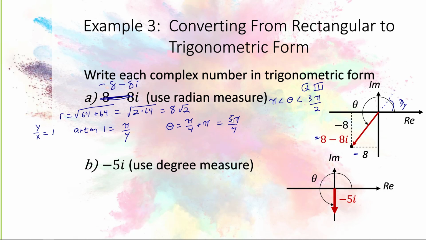And now we know everything that we need to actually write this in trig form. And I'm going to use the non-abbreviated form. This is going to be equal to 8 times the square root of 2 times the quantity cosine of 5 pi over 4 plus i times the sine of 5 pi over 4. Okay? And that is our answer, that is our complex number in trig form.